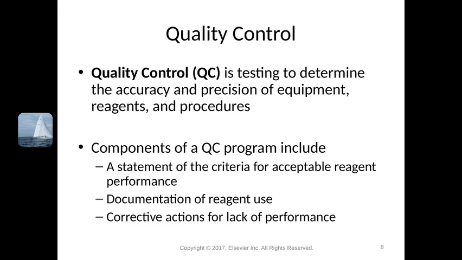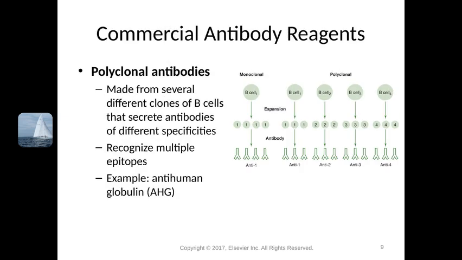Most places just have a package of those, or a binder of those that we follow. So, when we look at commercial antibody reagents, the first thing we'll talk about is our polyclonal antibodies. These you probably learned in immunology, where they're made from different clones of B cells, and these are actually created from a hybridoma, utilizing mice to isolate specific B cells that will secrete specific antibodies. So then we will actually look at all the different clones, and then we'll have multiple antibodies as well.